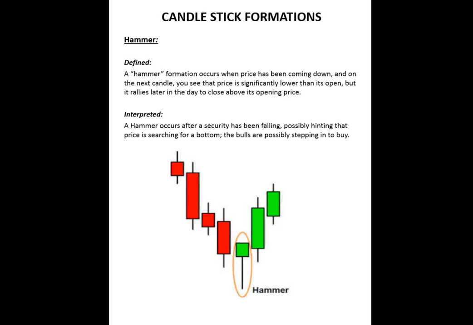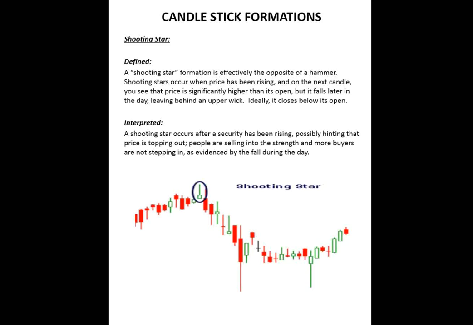And then the opposite of a hammer is what's known as a shooting star. A shooting star is where you have price rising, and then from there, you've got one day where it shoots up, makes a high, leaves a trailing upper wick, and then falls back down. This particular candle looks to be bullish, but more often than not, they're bearish. And then it pulls back from there.